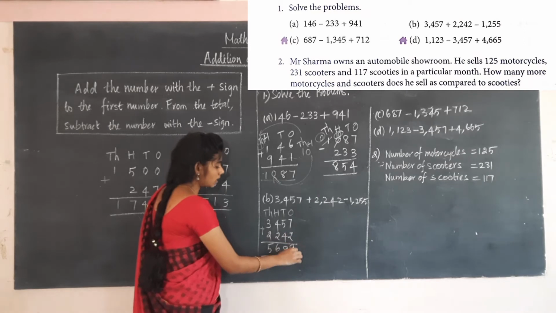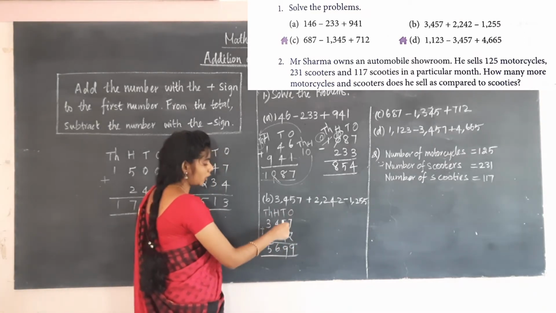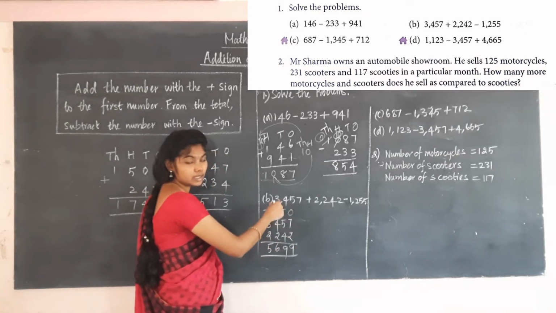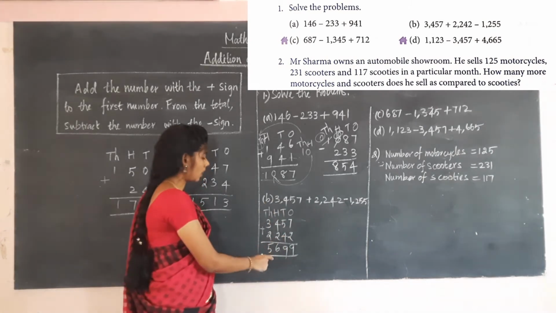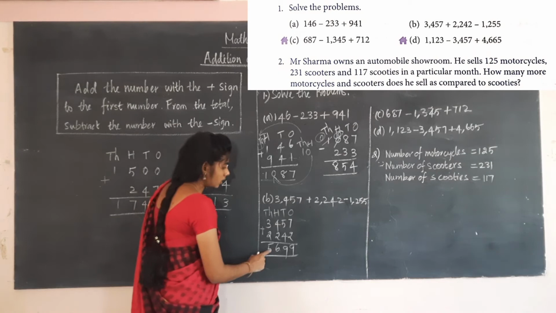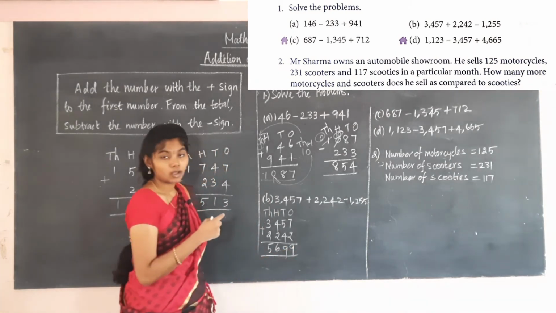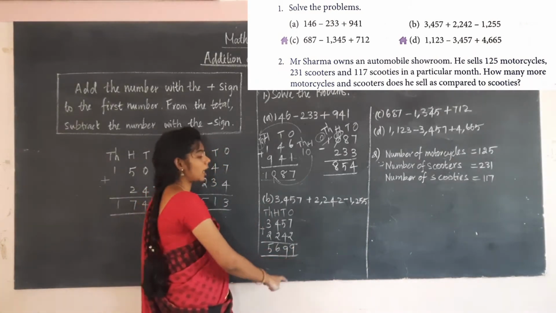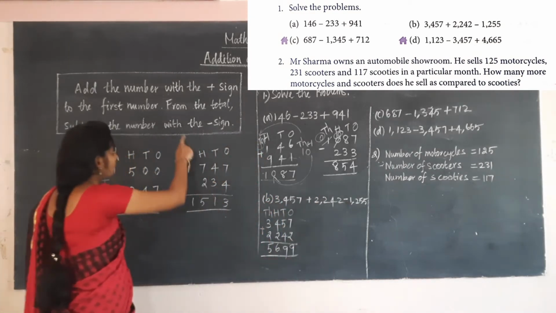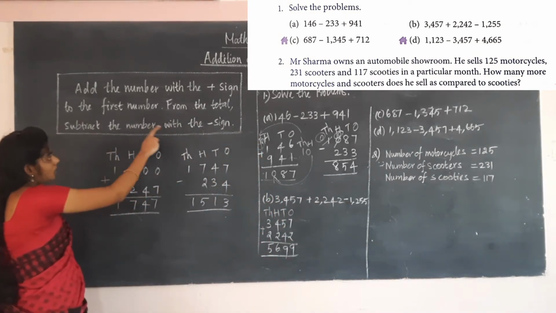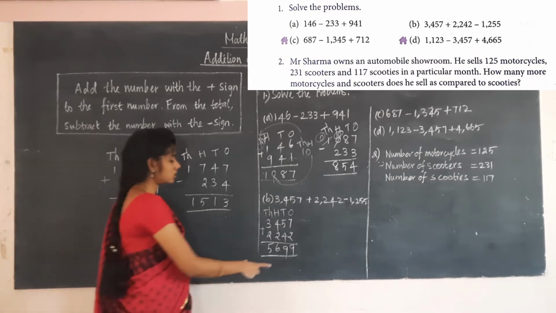After adding the ones place, you have to add the tens place, then the hundreds place, and next the thousands place. So we have got the answer 5699. To this total we have to subtract the number which was given with the minus sign. So from the total, subtract the number with the minus sign. This is the total number.